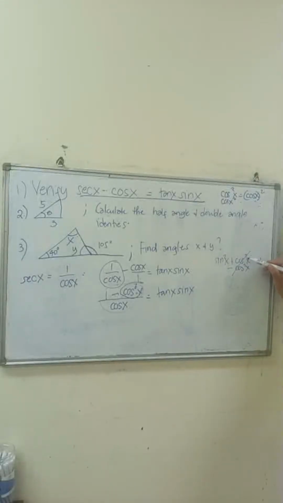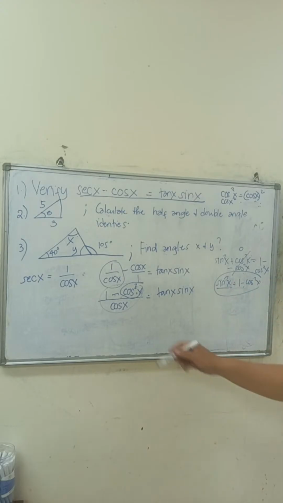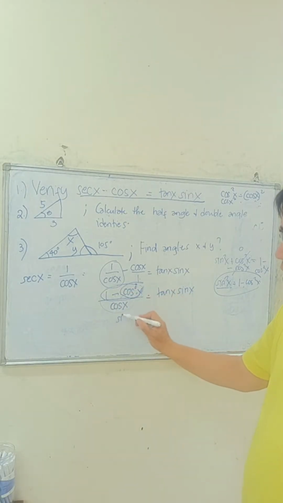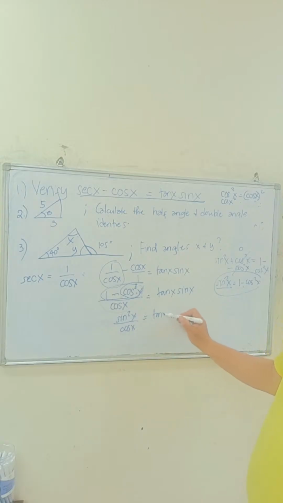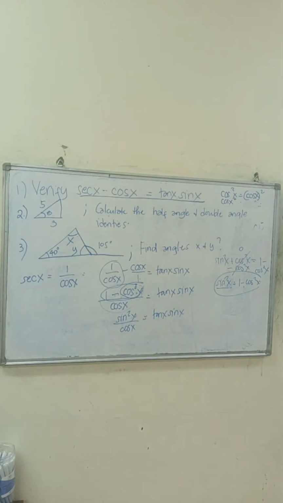So that we can cancel the second term: cosine squared x minus cosine squared x is equal to 0. That is on the left. What you do on the left, you also do on the right. The rule in math says, what you do on the left, you also do on the right every time. So it's going to be sine squared x equals 1 minus cosine squared x. Now take note, 1 minus cosine squared x is equal to sine squared x. Substitute the sine squared x here. So sine squared x over cosine x is equal to tangent x sine x. Get the point?